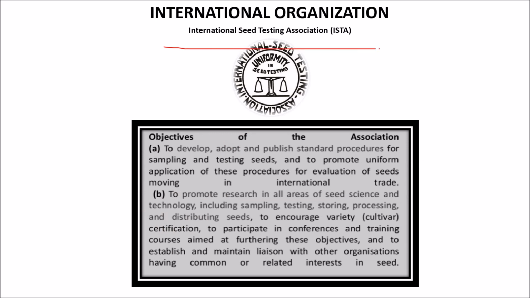Then there is the International Seed Testing Association, also called ISTA. The objective of this association is to develop, adopt, and publish the different standard procedures for the sampling and testing of seeds to make them uniform, so that the process of evaluation becomes easier in international trade. Second is to promote research in all the different areas of seed science and technology, including sampling, testing, storing, processing, distributing, and many other activities involved in the process of seed formation.